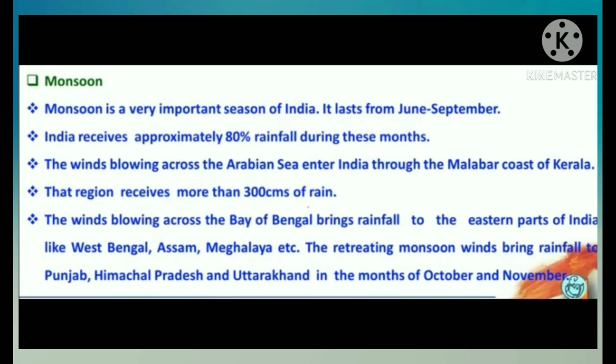The winds blowing across the Bay of Bengal bring rainfall to the eastern parts of India like West Bengal, Assam, Meghalaya, etc. एंड जो हवाएं बे ऑफ बंगाल की तरफ से आती है वो बारिश लेके आती है इंडिया के ईस्टर्न पार्ट्स में, जैसे कि वेस्ट बंगाल, आसाम, मेघालय। The retreating monsoon winds bring rainfall to Punjab, Himachal Pradesh and Uttarakhand in the months of October and November.